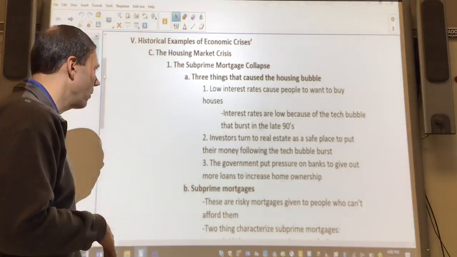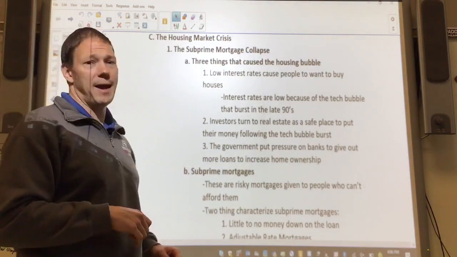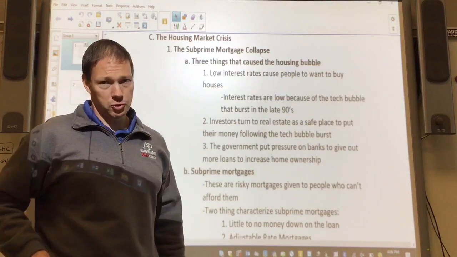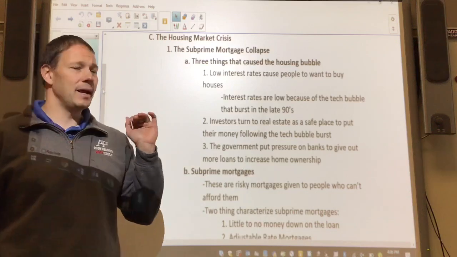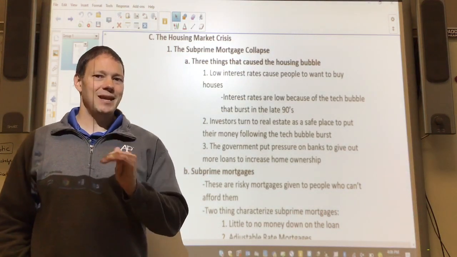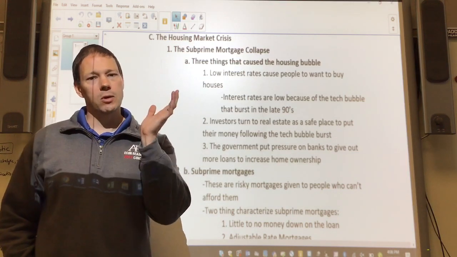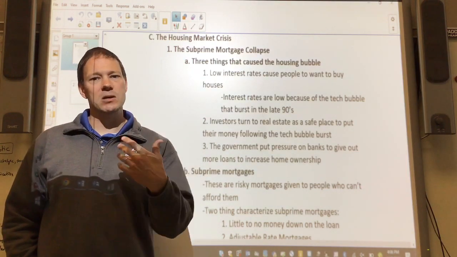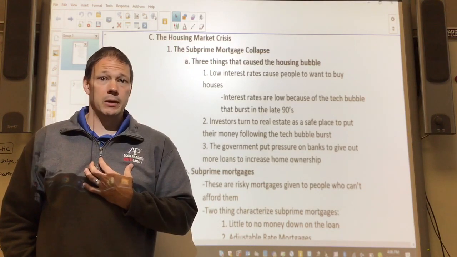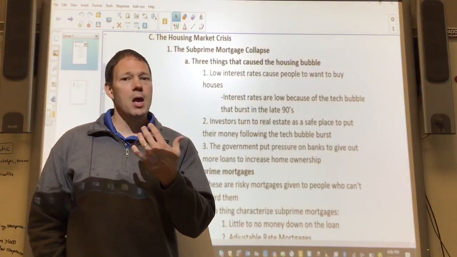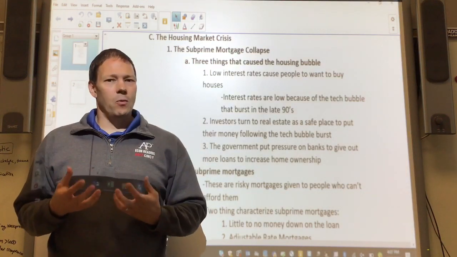The first one here, low interest rates cause people to want to buy houses. Now, why were interest rates low? Again, I'm not going to try to make this any more complicated than I need to, but in the late 90s, there was a tech bubble that burst. Now I know you guys weren't around, but in the early and mid 90s is when the internet first becomes a thing. There was a time when I grew up when there was no such thing as the internet, right? So when the internet first comes about, we really didn't know exactly what it was.